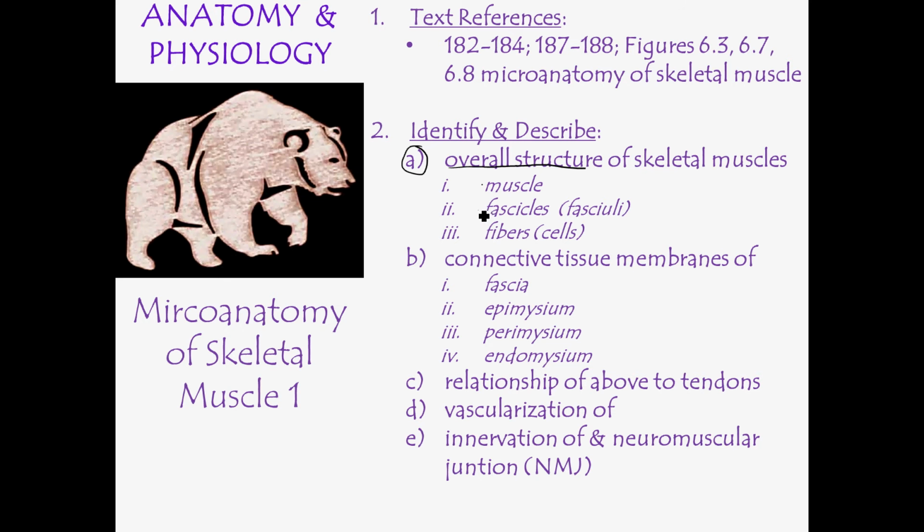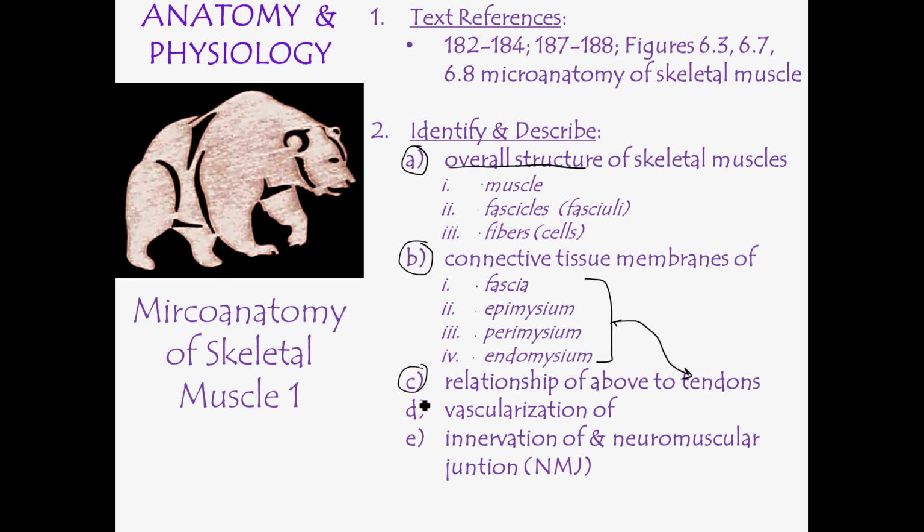These structures called fascicles, and some diagrams call them fasciculi, and then what a fiber is, and those are the cells. Then looking at the connective tissue membranes that are associated with that: the fascia, the epimysium, the perimysium, and the endomysium. The relationships between the above, right, so these things, and then the relationship to what a tendon is.